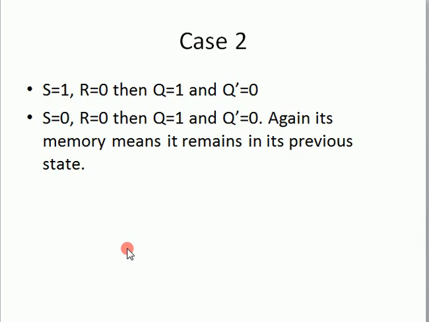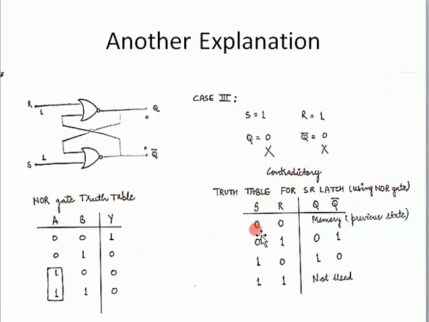So it means whenever SR is equal to 0 0, then Q and Q complement will be the previous state. That has been mentioned here in this truth table. When we have 0 0, then memory, or you may say the previous state, is here. Similarly, when we have 0 1, then 0 1 here. And when we have 1 0, then 1 0 here. Now we will discuss the last case, and that is when we have 1 1.